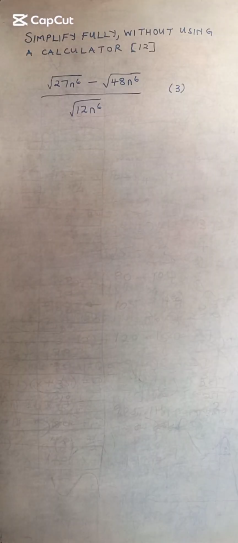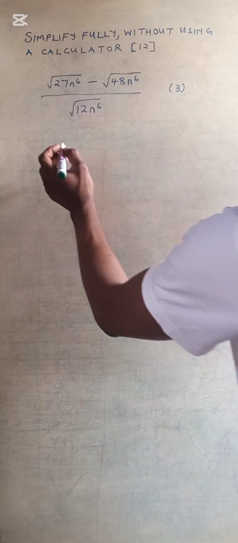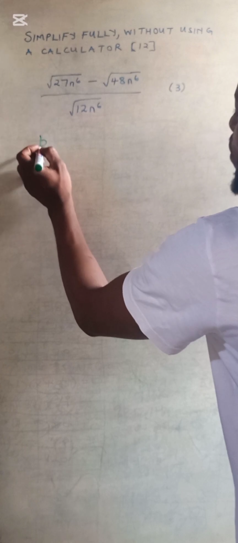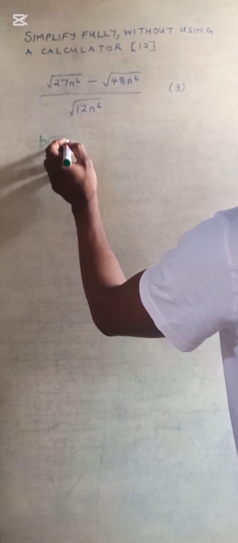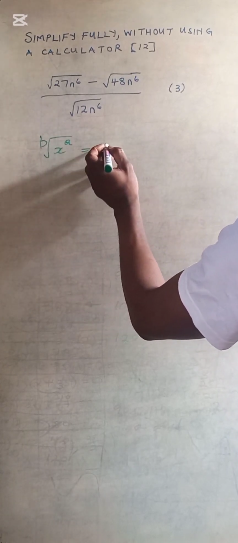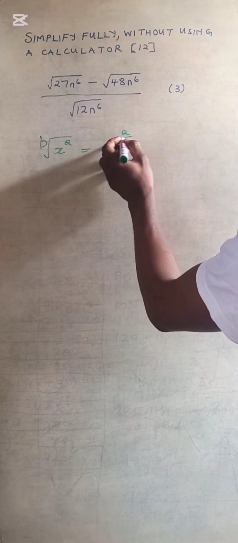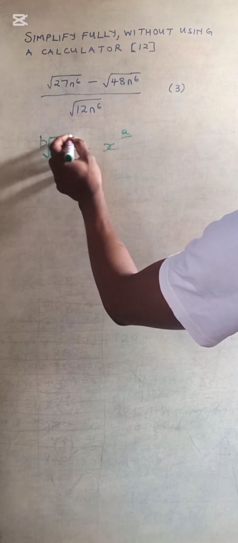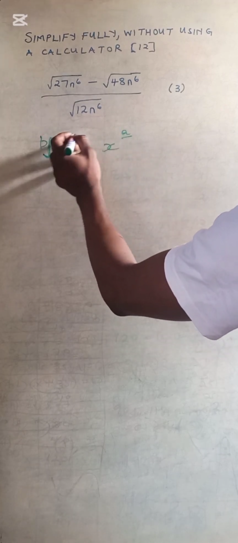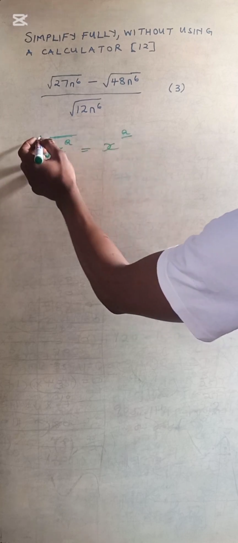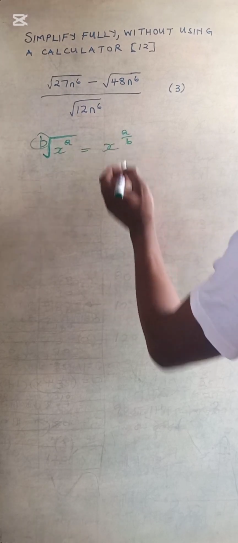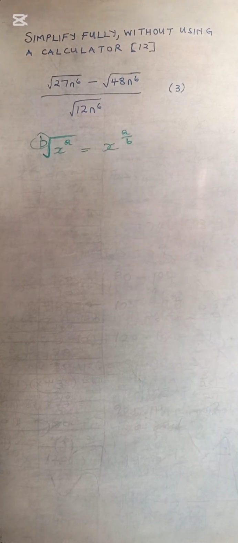Simplify fully without using a calculator. Okay, you guys know that the bth root of x to the exponent a is the same as x to the exponent a over b. If you want to get rid of the root sign, you divide this exponent by whatever is here. So it will be x to the exponent a over b, right?